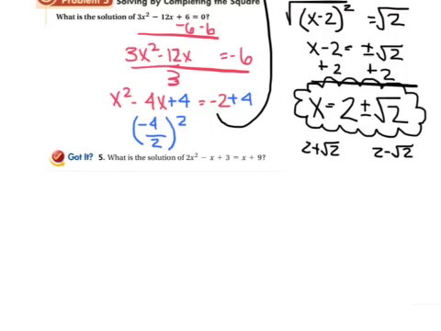Let's try the next one. First, we want to reorder the quadratic, so we have ax squared plus bx equal to c. So move all of your x's to the left side and the constant to the right side.